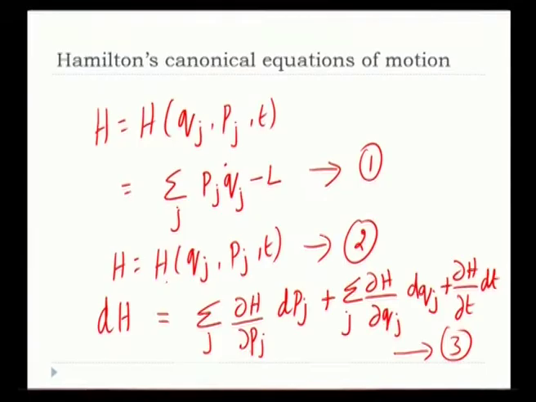This equation depicts that the general variation of the Hamiltonian is equal to the partial variations of the Hamiltonian with respect to the parameters involved in it. We know the Hamiltonian is a function of the generalized coordinate, then momentum and time. So, first find the partial variation of the Hamiltonian with respect to momentum, then with respect to the generalized coordinate, then with respect to time, then sum all the variations, and you will get the total variation of the Hamiltonian. Keep this as equation 3.